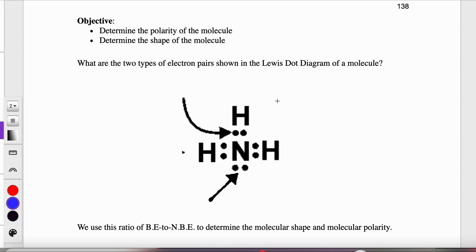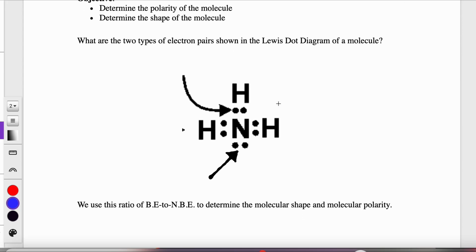So take a look here. There are things within a Lewis dot diagram that help us determine the overall geometry or shape of a molecule. So take a look. We have the molecule ammonia. Nitrogen has this electron pair that it keeps for itself. So these would be referred to as a non-bonding electron pair. So non-bonding electrons.